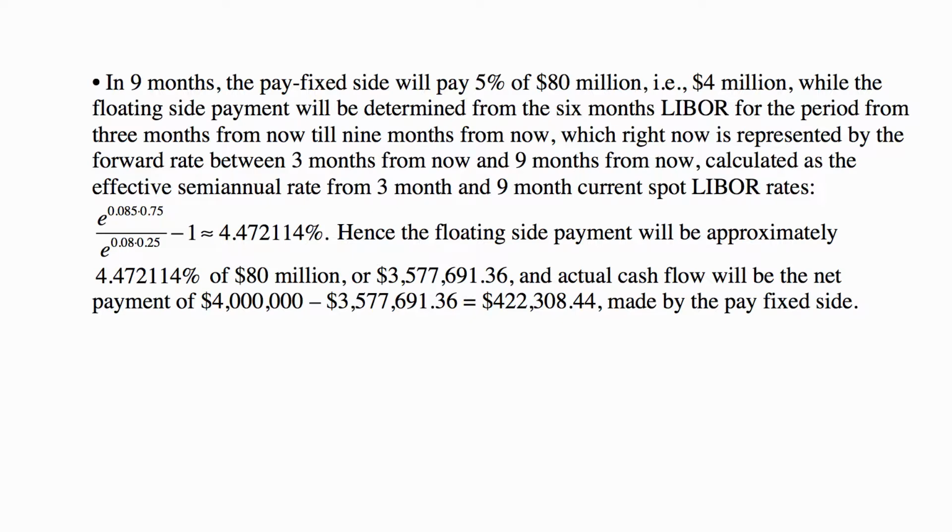And then we divide that by the spot rate of a shorter period, and what we get is the forward rate from time 0.25 to 0.75 in years. But we need it as an effective rate. Hence the floating, and that's how we get it. The floating side payment will be approximately 4.472114% of 80 million, or 3,577,691.36, and the actual cash flow will be the net payment of the two, and it will be made by the pay fixed side.